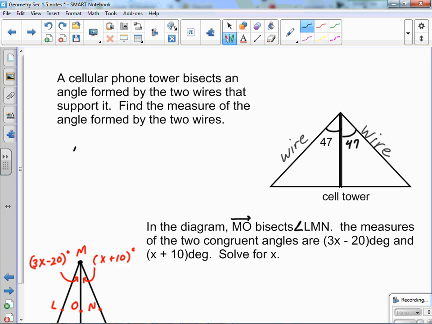So the measure of the angle is going to equal 47 plus 47. If we add those two angles together, measure of that angle is going to be 94 degrees.